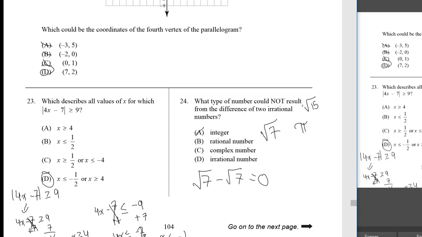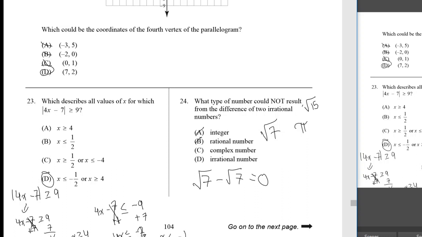Now, a rational number. Can I ever get a rational number from the difference of two irrational numbers? Of course. 0 is not only an integer, but it's also a rational number. So B is also gone.